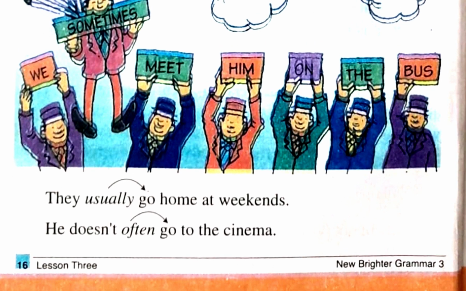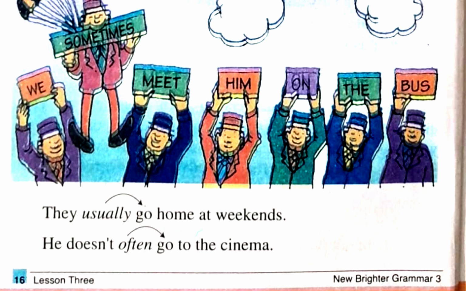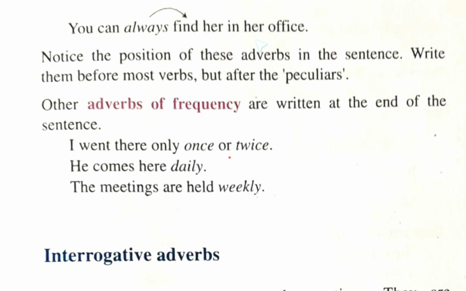Here are more examples. See, they usually go home at weekends. He doesn't often go to the cinema. Here usually is modifying the verb go, and often is modifying the verb go. Okay. You can always find her in her office. In this place, always is an adverb because it is modifying the verb find. And notice the position of these adverbs in the sentence.